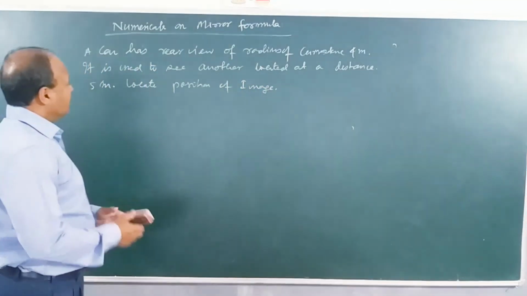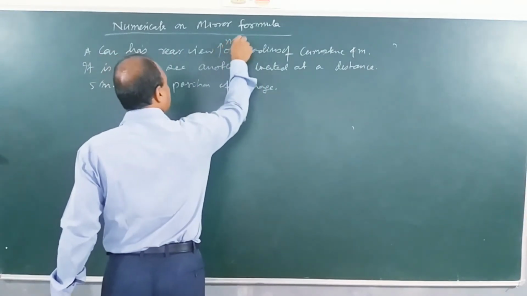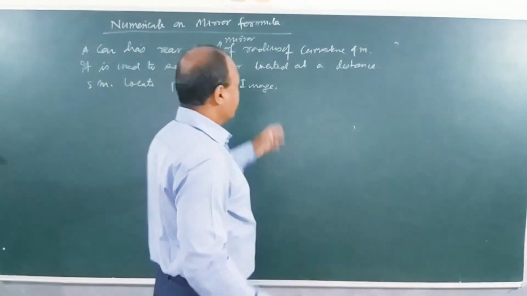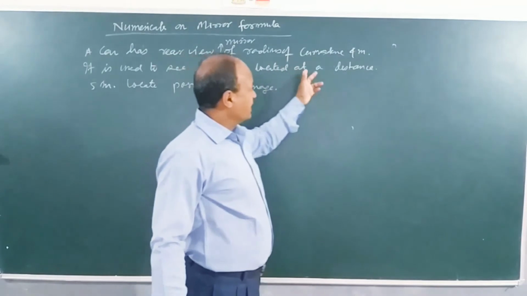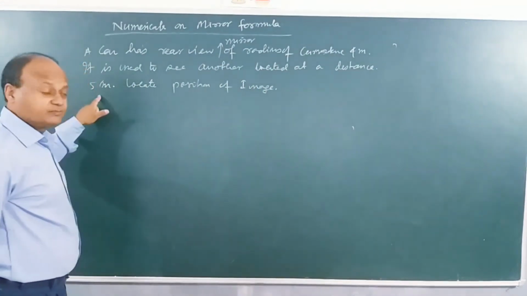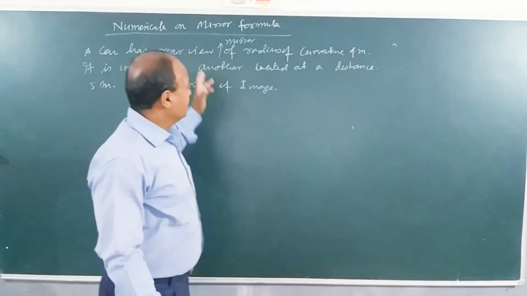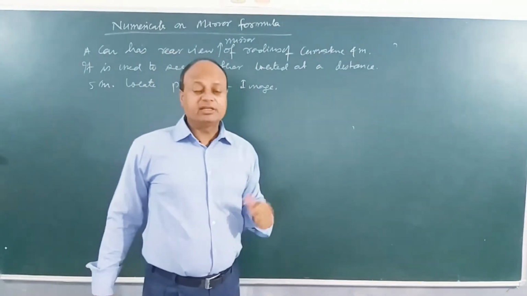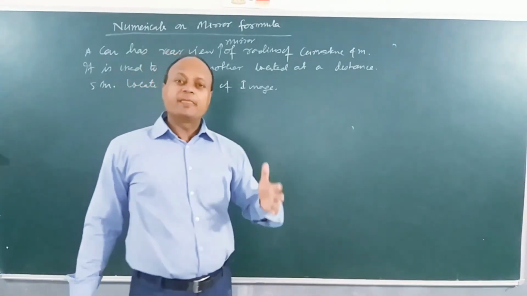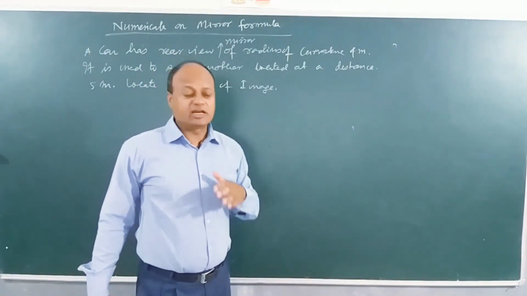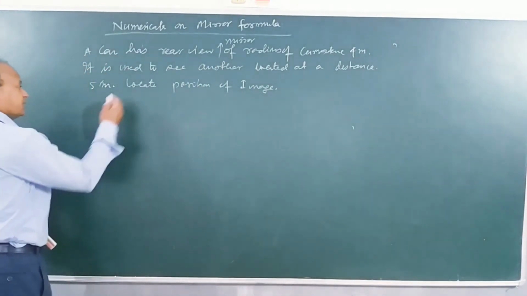Very easy question. A car has a rear view mirror of radius of curvature 4 meter. It is used to see another car located at a distance 5 meter. Locate position of the image. Very easy question. Here nature of the mirror is not given. They can give you also in the exam, but here I have not given because it is part of the question. Actually, you have to understand that the rear view mirror which is used in a car or any vehicle is a convex mirror.